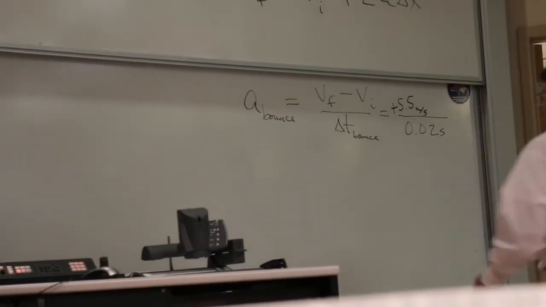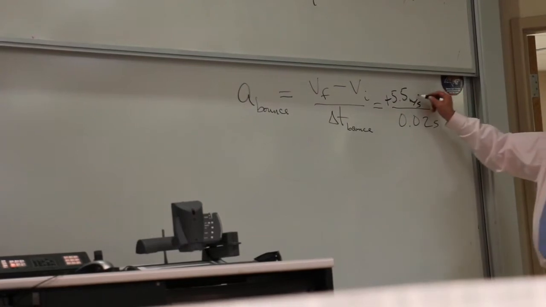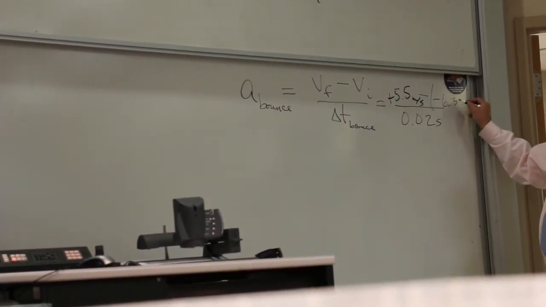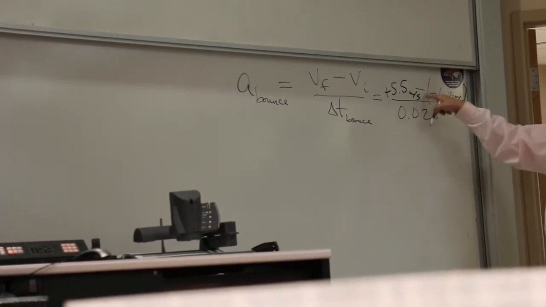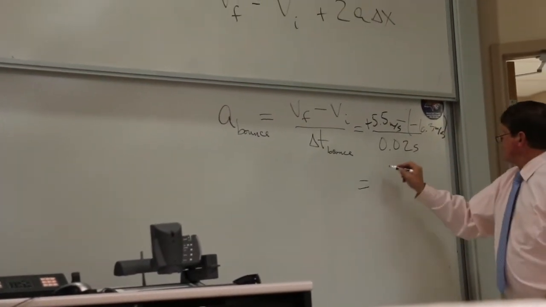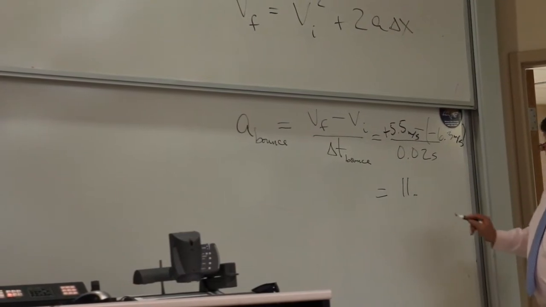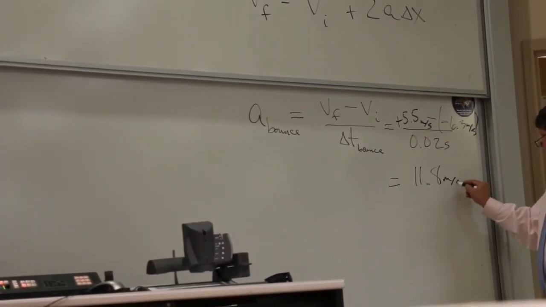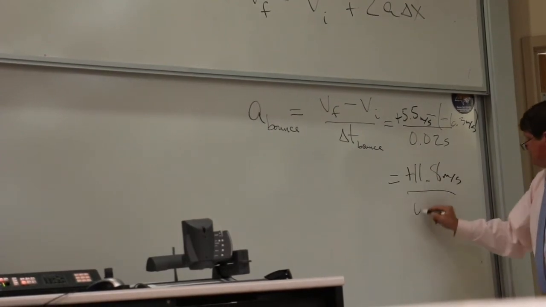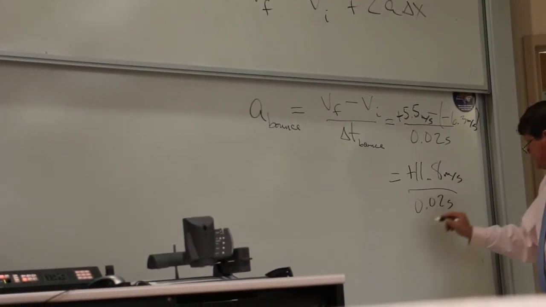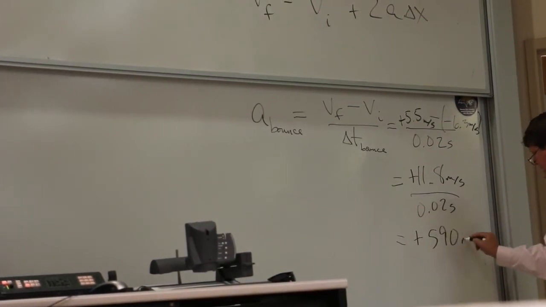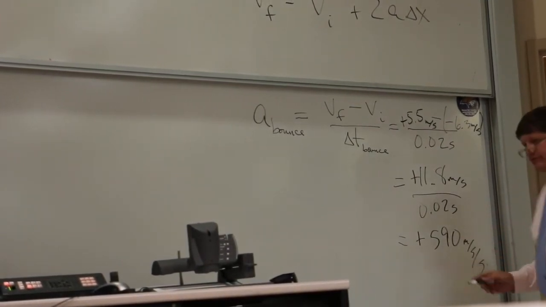And here's where it's important to keep track of signs. I'm subtracting V initial, and V initial is negative 6.3. The minus minus gives me a plus. That's going to give me 11.8 over 0.02 seconds. And that's going to give me a positive 590 meters per second every second.